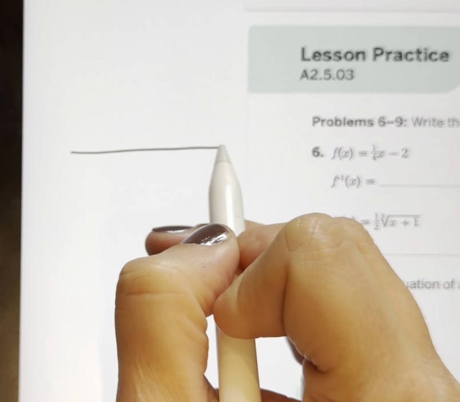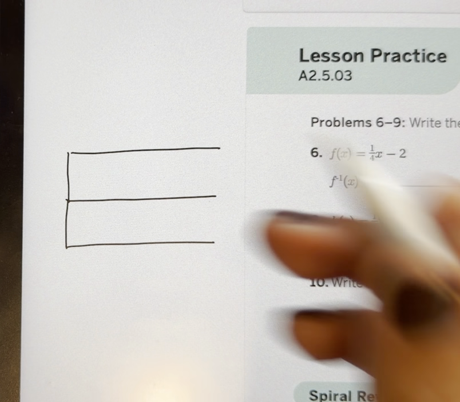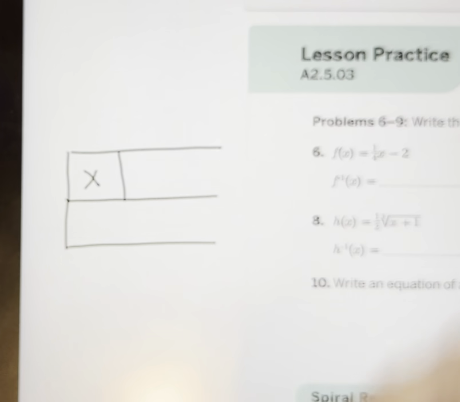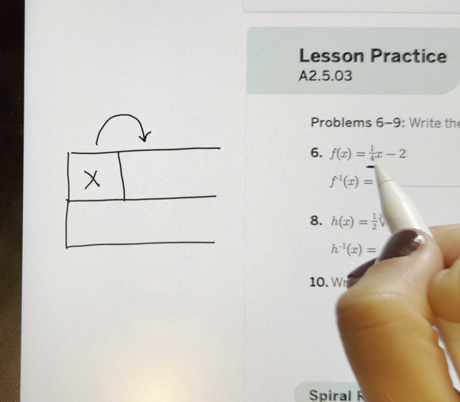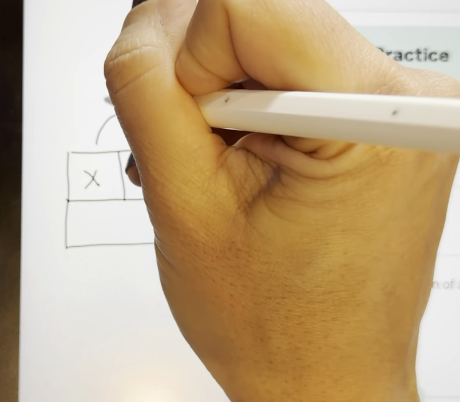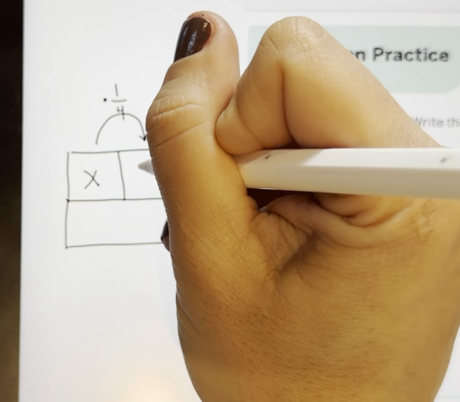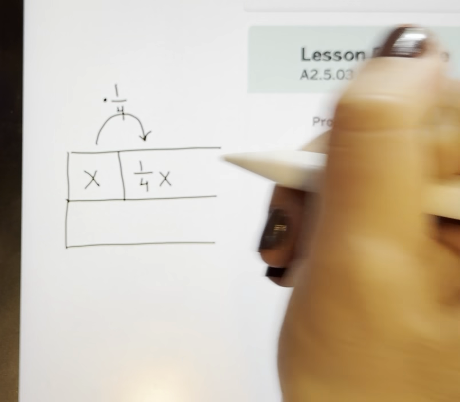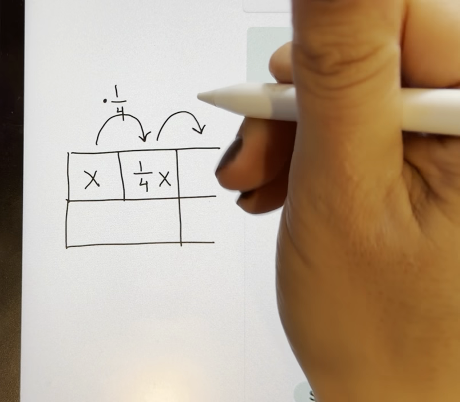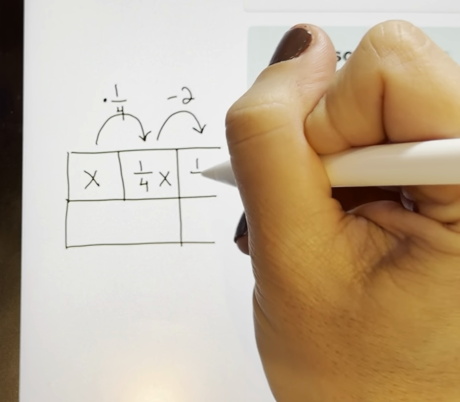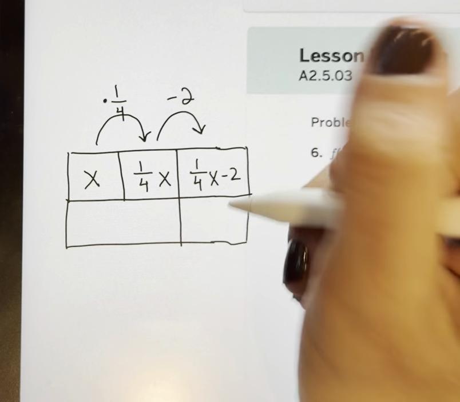So I'm going to make the box. Okay, actually, let's make it really big. We have space on this side. I'm going to start with x right here. And then the first thing happening to this x right now is multiplying it by a 4th. And I get 1/4 x. And then the next thing that happens is they go minus 2. So it's 1/4 x minus 2. Okay?